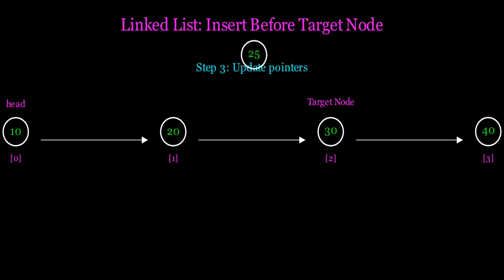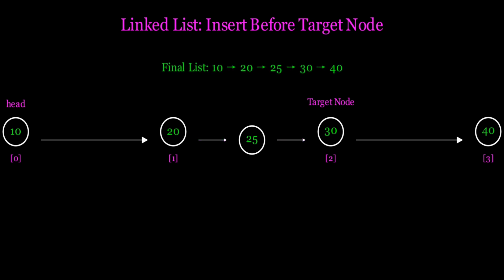Now we update the pointers. The new node 25 is placed between 20 and 30. The next pointer of 20 is updated to point to 25, and the next pointer of 25 is set to point to 30. This completes the insertion.